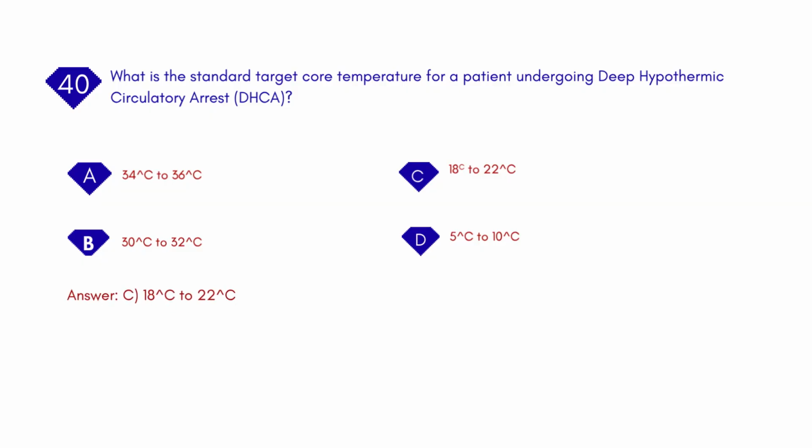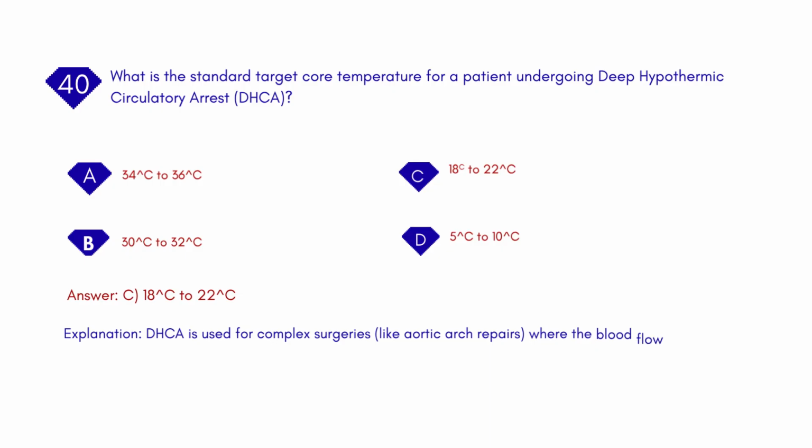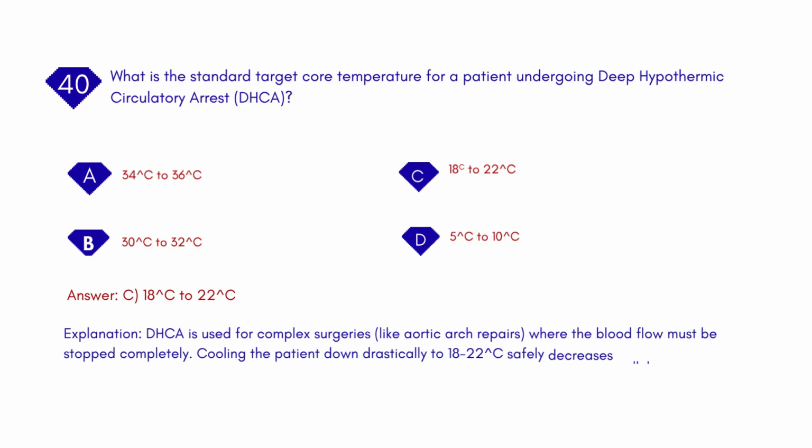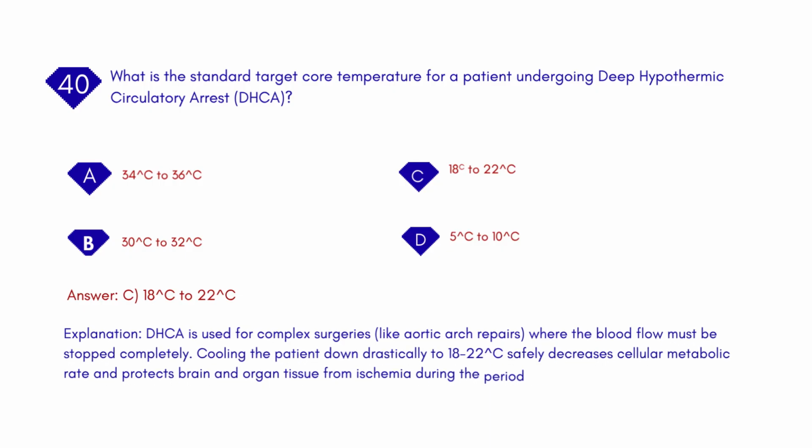Answer: C. 18°C to 22°C. Explanation: DHCA is used for complex surgeries, like aortic arch repairs, where the blood flow must be stopped completely. Cooling the patient down drastically to 18-22°C safely decreases cellular metabolic rate and protects brain and organ tissue from ischemia during the period with zero blood circulation.